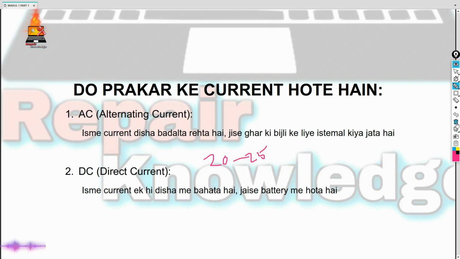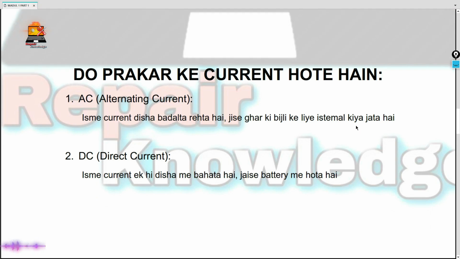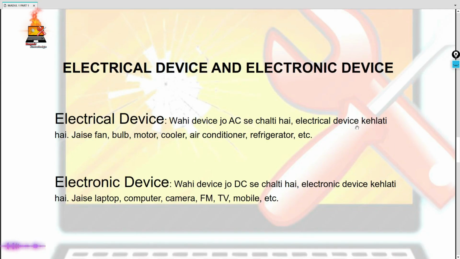So our body can withstand that 20-25 volts. Okay, so here the difference between the two is known. Most of you know what is used for home electricity, right? Let's not go. So what's going on here now? Electrical device and electronic device. Now what is the electrical device?